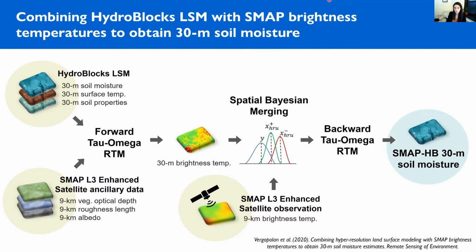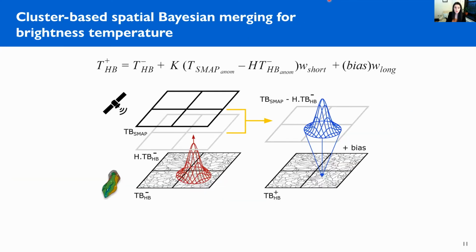The methodology for this research was published early this year in Remote Sensing of Environment, so you're welcome to take a look at the details there. To merge those observations, we use a common approach, a Bayesian merging scheme that uses a Gaussian weighted observation operator to bring the observations from the cluster space to the SMAP space. And then once the simulations are in the same space as the observations, we use those differences as increments and feed them back into the model.